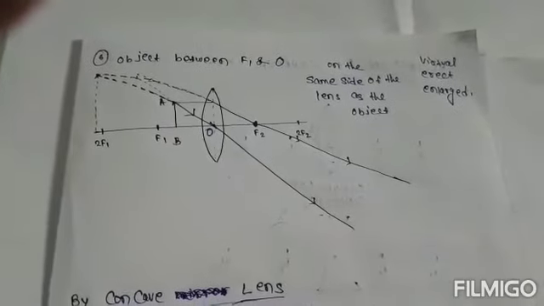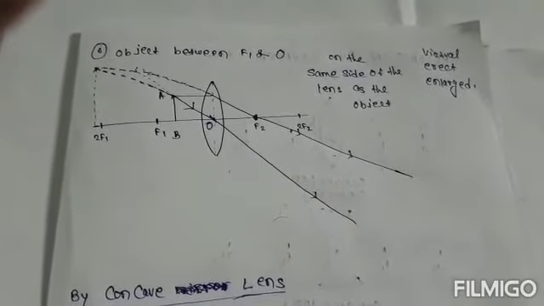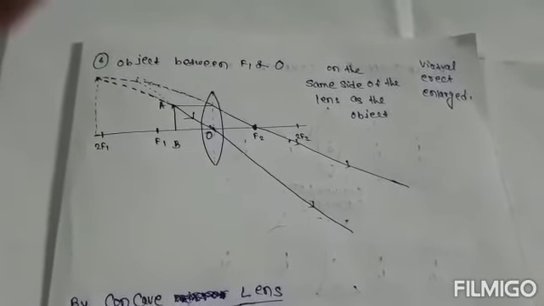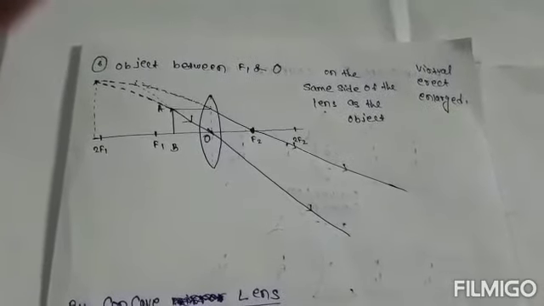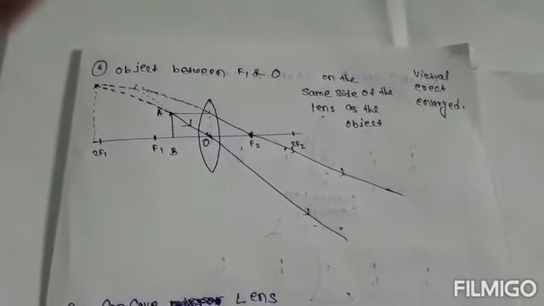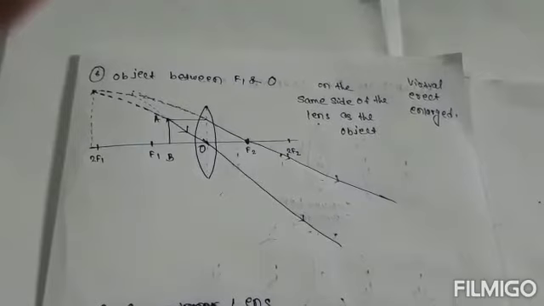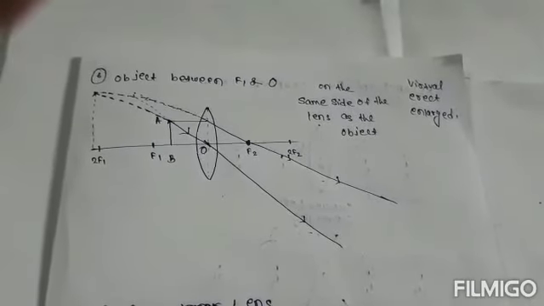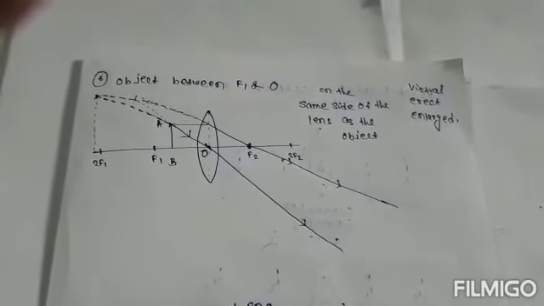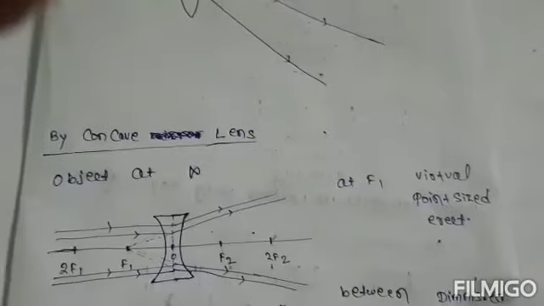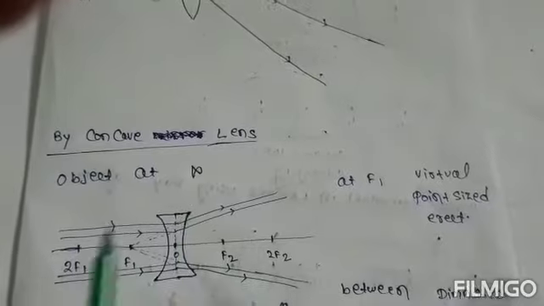So in a convex lens we can get a virtual, erect, and enlarged image; real, inverted, and diminished image; real, inverted, and highly magnified image; real, inverted, and point sized image. But we cannot get a virtual, erect, and diminished image. To get this image we can use a concave lens. Here I will take a concave lens.